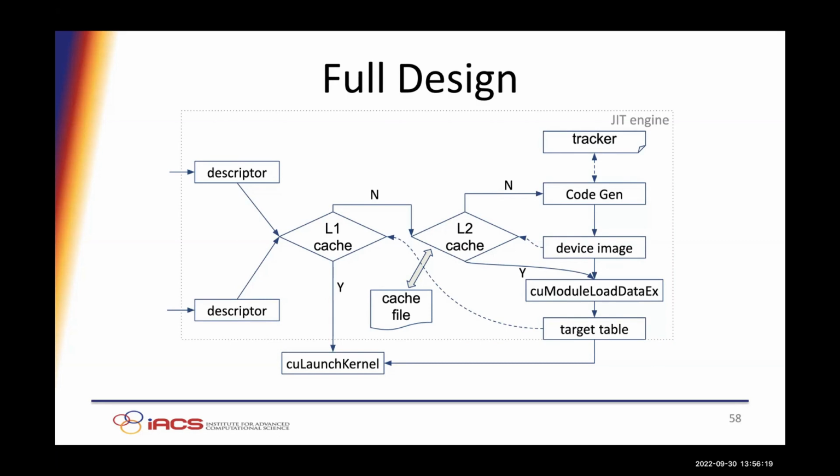If not, we then check if there is already a compatible device image generated in a previous run. If yes, load it to the device, get the target table, store it in the L1 cache, and launch the kernel. If not, JIT the image using the device and runtime information guided by the specialization tracker. Once we get the image, we do the same procedure we mentioned before. Now we are done.